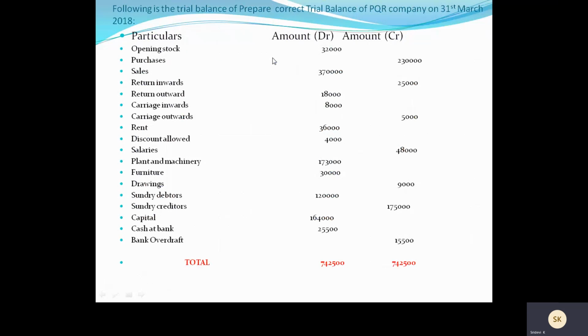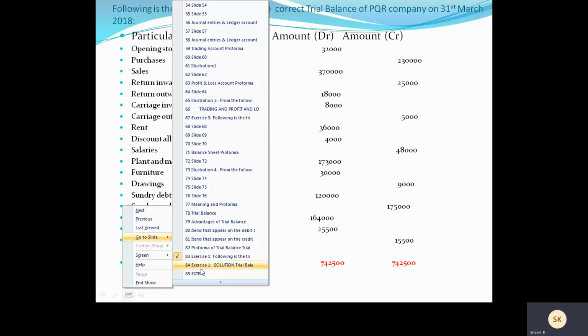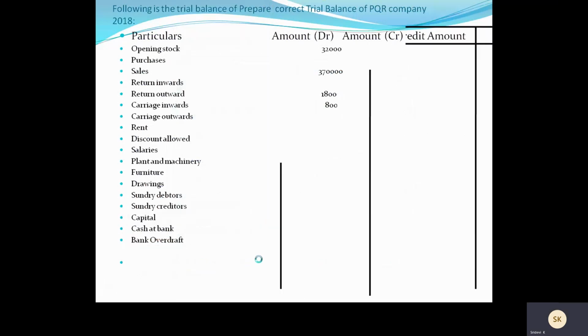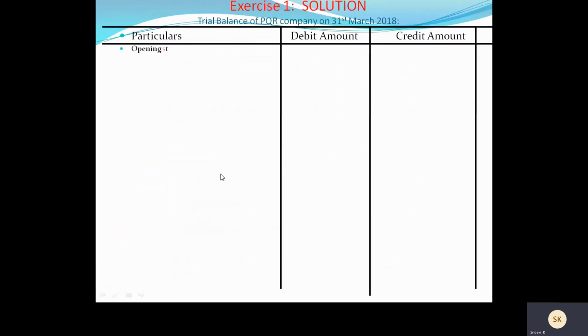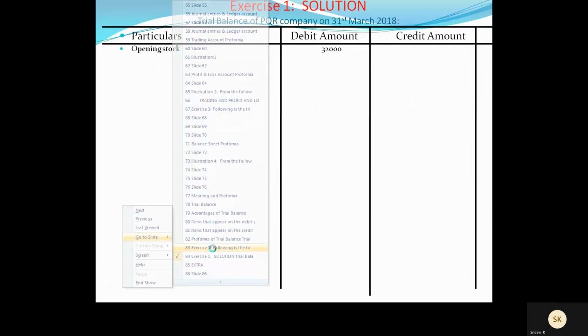See, opening stock 32,000, this is correctly given. So we are going to show it correctly the same in the debit amount column. So opening stock, right, in the debit amount column, 32,000.